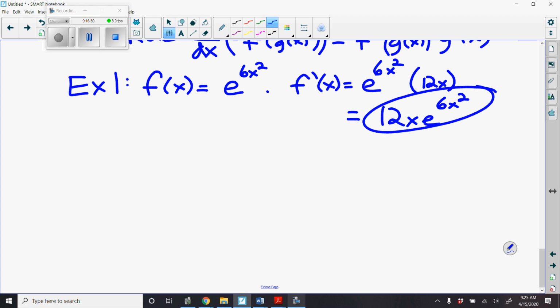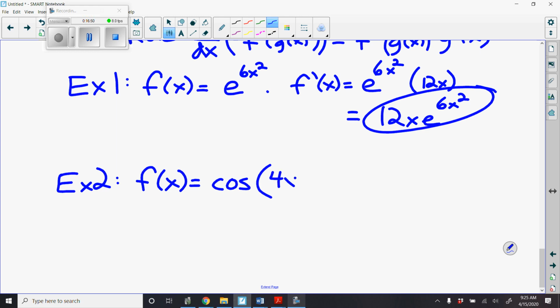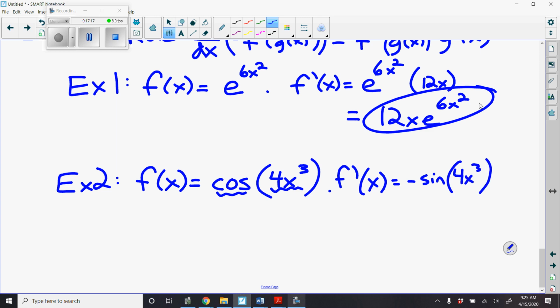Okay. Example 2. I'm going to do the derivative of cosine of 4x cubed. This is my inner function. This is my outer function. So f prime would be the derivative of the outside, negative sine, with respect to the inside, 4x cubed. It's not negative sine x, it's negative sine of 4x cubed. And then I would have to multiply by the derivative of the inside, which would be 12x squared. Okay? So cleaning this up, I'd call it negative 12x squared sine of 4x cubed.